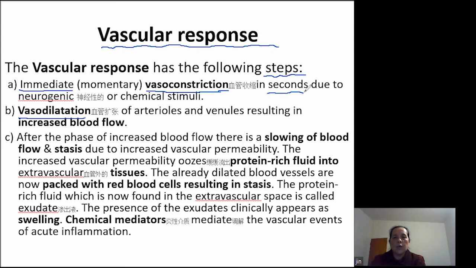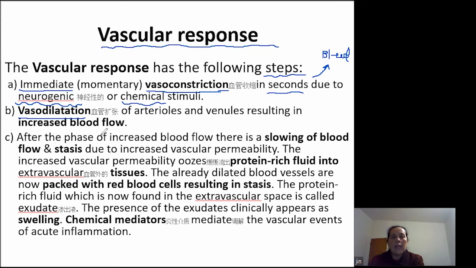So for this kind of contraction, generally, if we cut our finger, some blood comes out, but the bleeding stops pretty fast. That's because the blood vessels contract there and less blood comes out. So that's the first reaction. This blood vessel contraction is triggered by some nervous system reactions or maybe some chemical reactions.